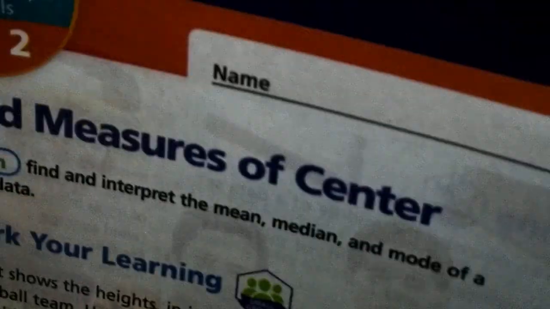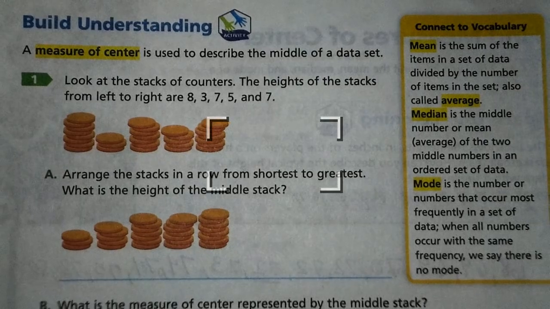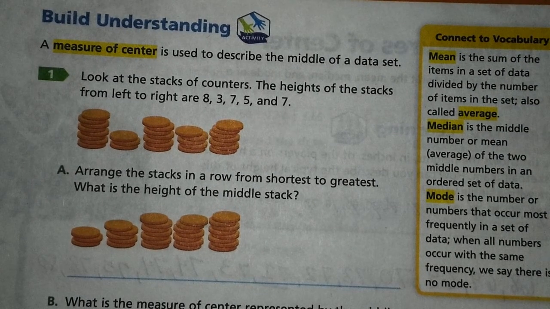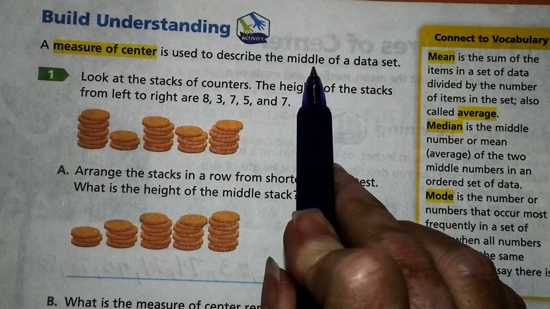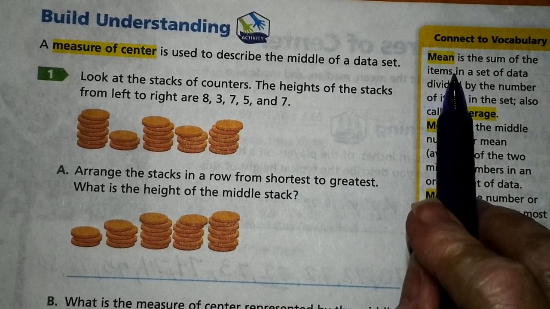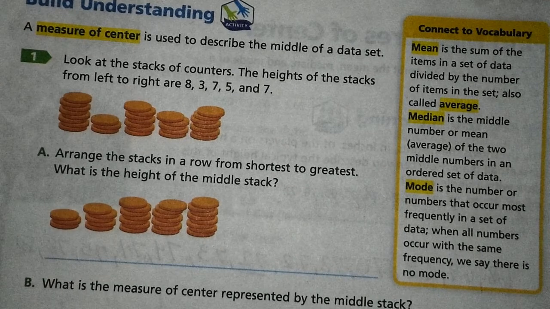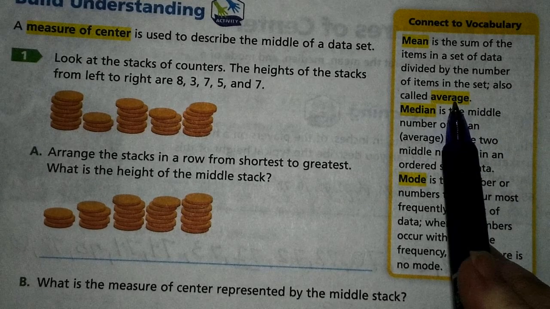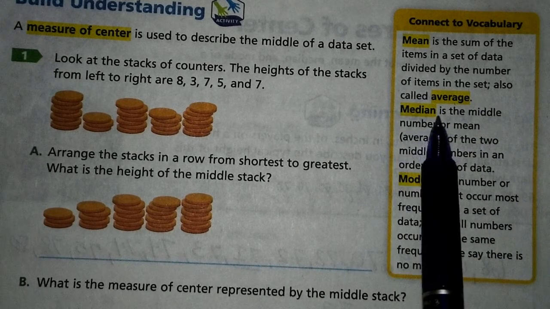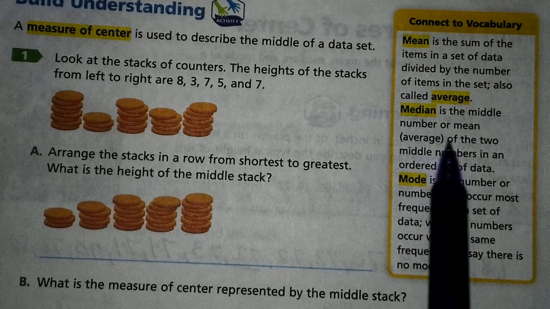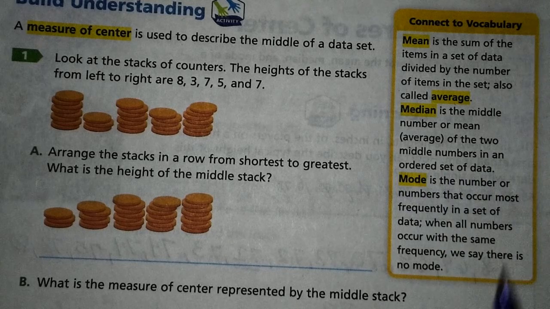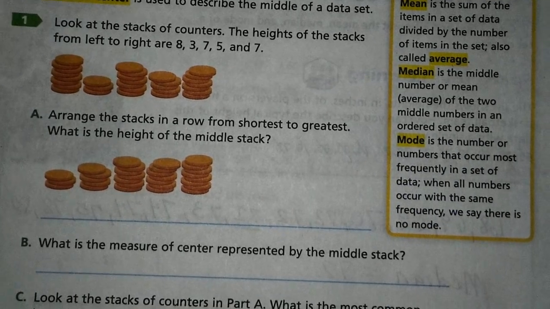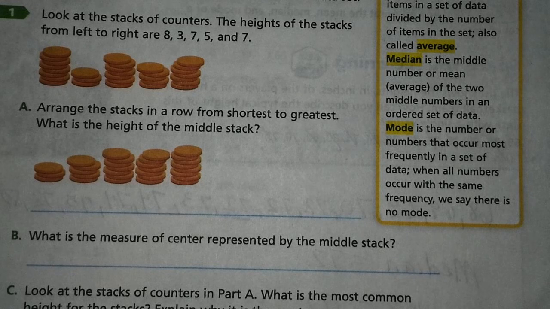Okay. All right, so let's move on to the build understanding. So let's look at our vocabulary. A measure of center is used to describe the middle of a data set. So the mean is the sum of all the items in a set of data divided by the number of items in the set, also called average, which is what your grades are based on. The median is the middle number or mean average of the two middle numbers in an ordered set of data. And the mode is the number or numbers that occur most frequently in the set of data when all numbers occur with the same frequency.